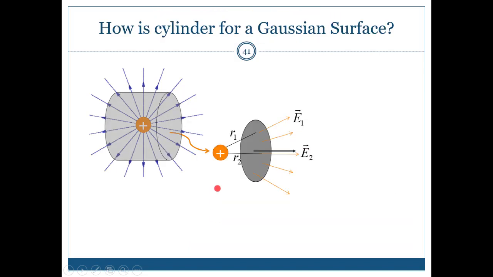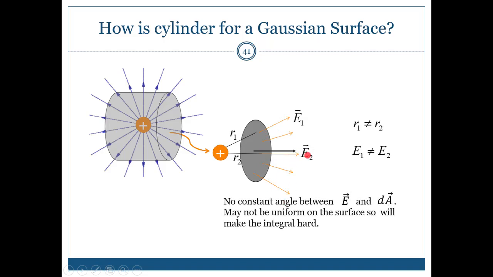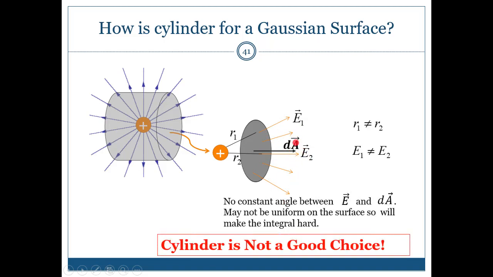Let's look at the cylinder. Well, same thing goes. Let's take this base of the cylinder, the circle here. You have E field lines at all sorts of angles to the surface, but where's my dA? There it is. You have one fixed dA vector towards the right. So there is a variable angle here, not a constant angle. Plus, since all these points have different distances to the charge, the E field is not the same number everywhere. So not a good choice again.